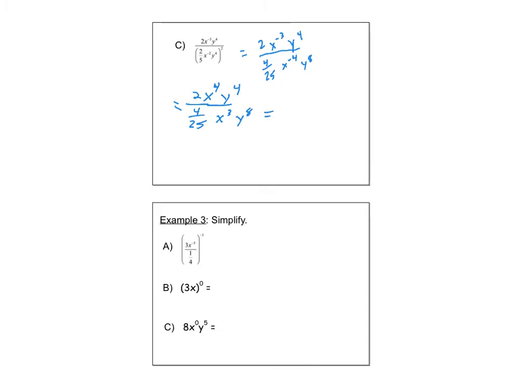All right, so I'm going to combine my x's. x to the 4th divided by x to the 3rd is just x to the 1st, which is up there at the top. y to the 4th divided by y to the 8th, I'm going to subtract my powers. 8 minus 4 is 4, so there's more down at the bottom, so I'm going to put my answer down here in the denominator, so I get y to the 4th. Now you've got this 2 over 4/25.